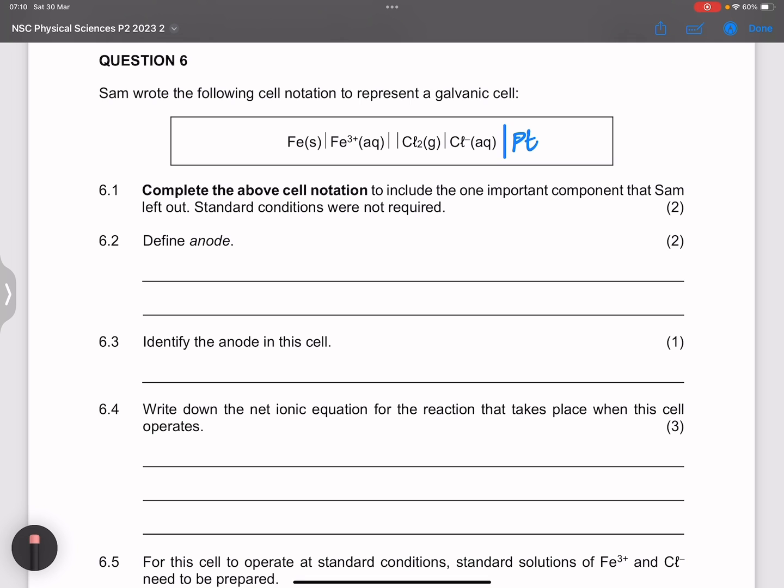All right, so in this case, they say define anode. Remember, we define the anode as the electrode where oxidation takes place. The next one, they say identify the anode in the cell. Now remember, for the galvanic cell, you always have the anode on your left-hand side in your cell notation. The one on the left-hand side would always be your anode. If you don't understand what I'm talking about, please watch my full video on electrochemistry. And then this is the Fe, or you can say it is iron.